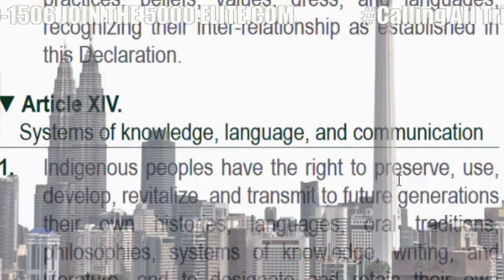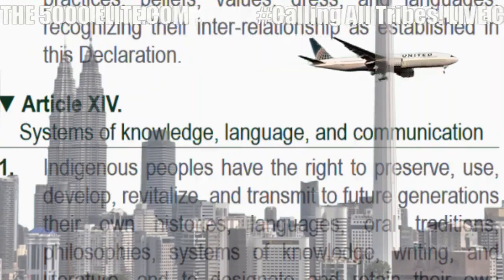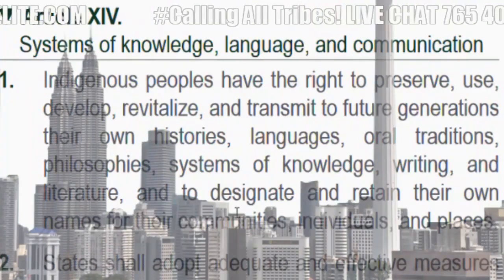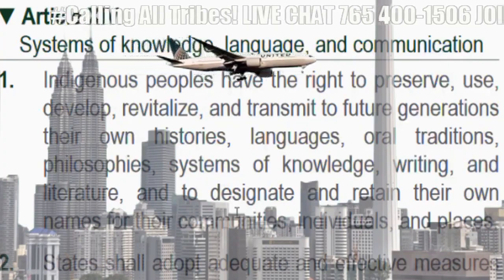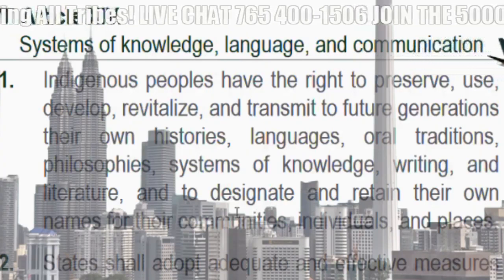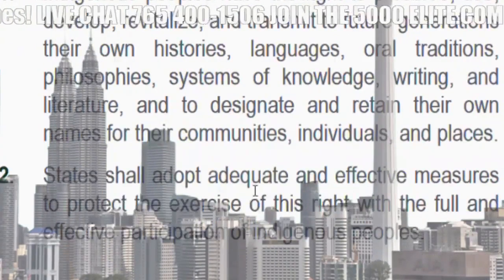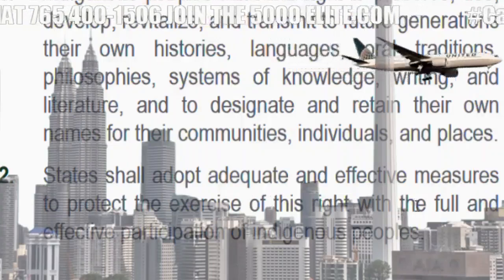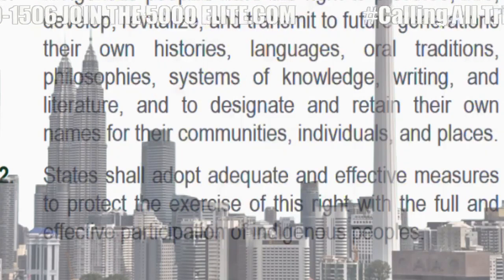And our people have the right to preserve, use, develop, revitalize, and transmit to our children our own histories, languages, oral traditions, philosophies, systems of knowledge, writing, and literature, and to designate and retain our own names for our communities, for our people, and for our places. And states shall adopt adequate and effective measures to protect the exercise of our right with the full and effective participation of our people.